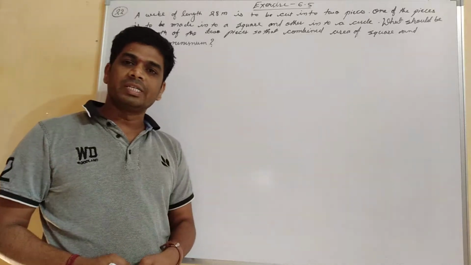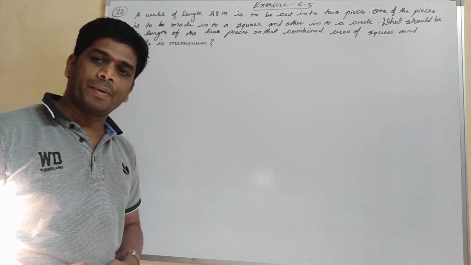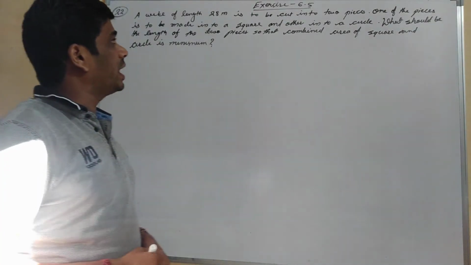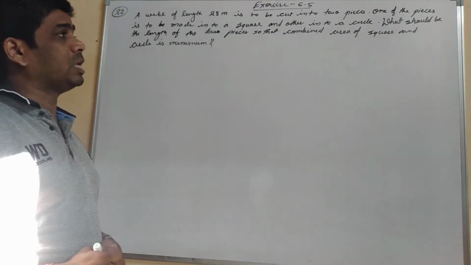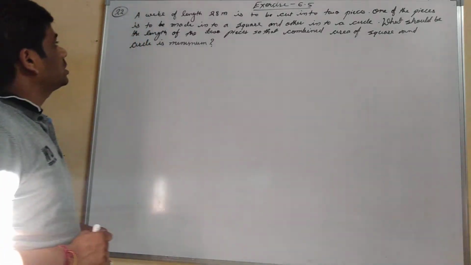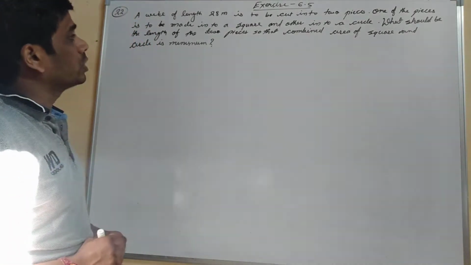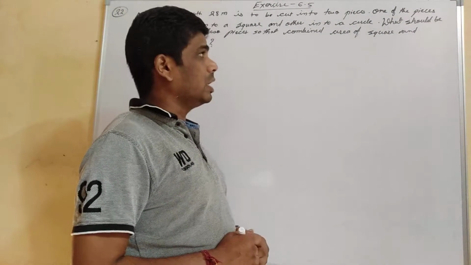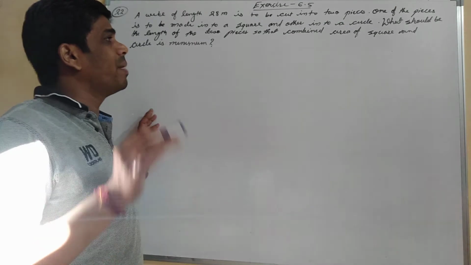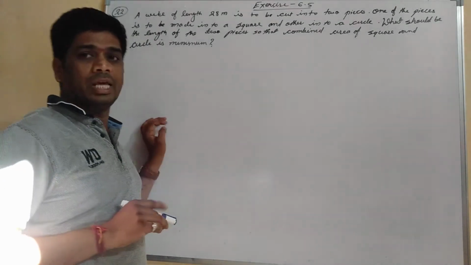Hello everyone, let us learn question number 22 of exercise 6.5. Here a wire of length 28 meter is to be cut into two pieces. One of the pieces is to be made into a square and the other into a circle. What should be the length of the two pieces so that the combined area of the square and circle is minimum?